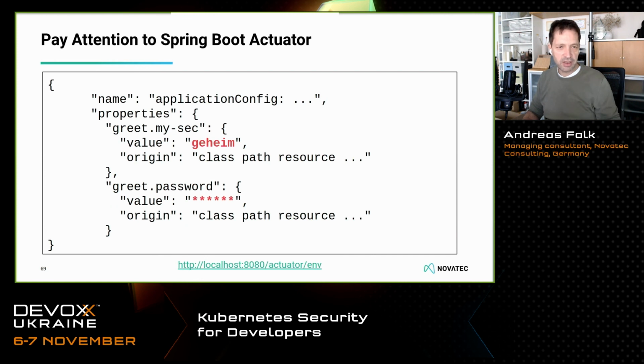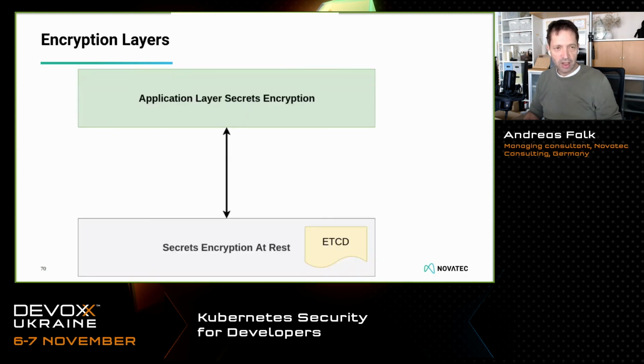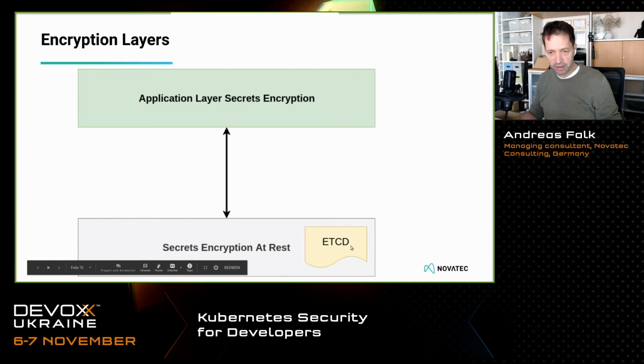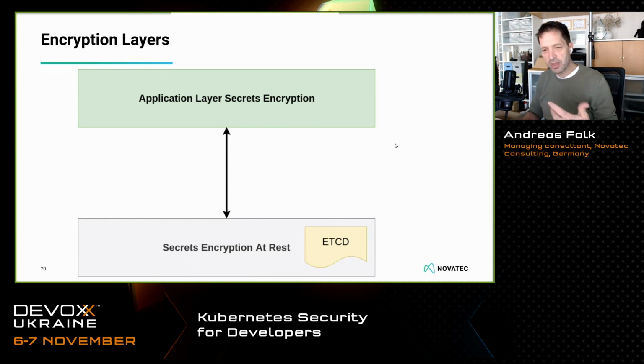We have seen that. Pay attention to Spring Boot Actuator. And this is what cloud providers do now for securing secrets in the etcd database. They do secrets encryption at rest, so that the database itself is encrypted on the file system. So if one steals the etcd database, they cannot physically access the secrets anymore because they're encrypted. And what is called application layer secrets encryption is also added by Google, for example. You just switch that on by some checkbox, and then there is also in-transit encryption in place.